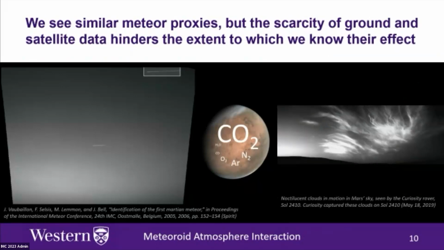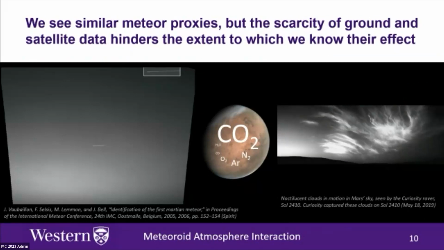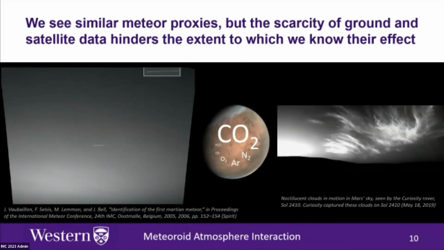We see, of course, similar things happening on different planets. So we see, for instance, noctilucent clouds on Mars. These have been spotted by Spirit, and no, sorry.